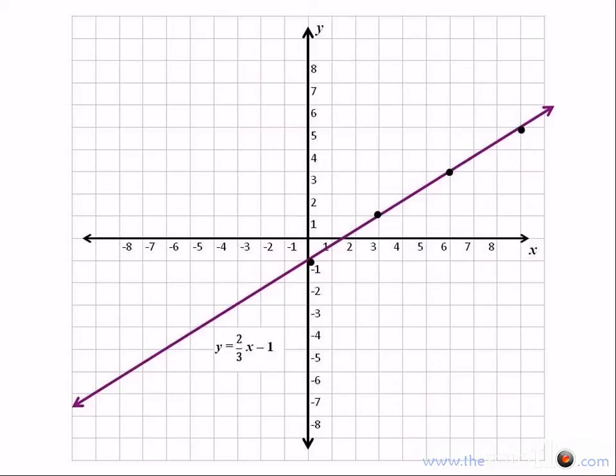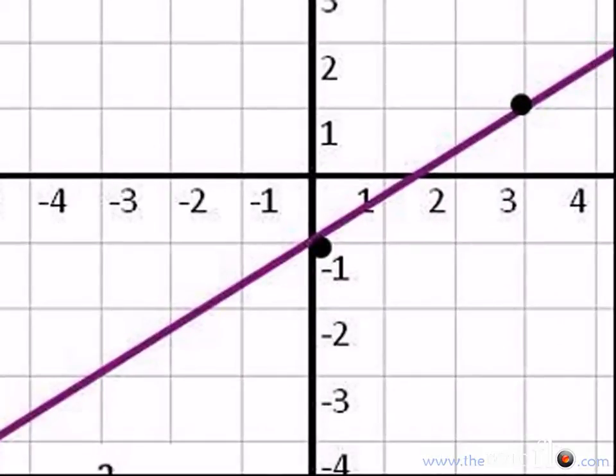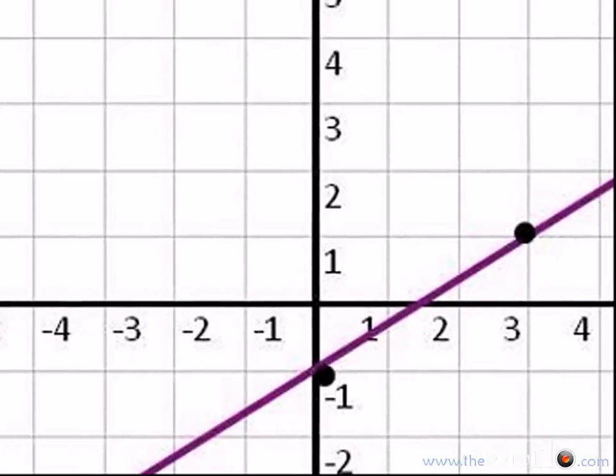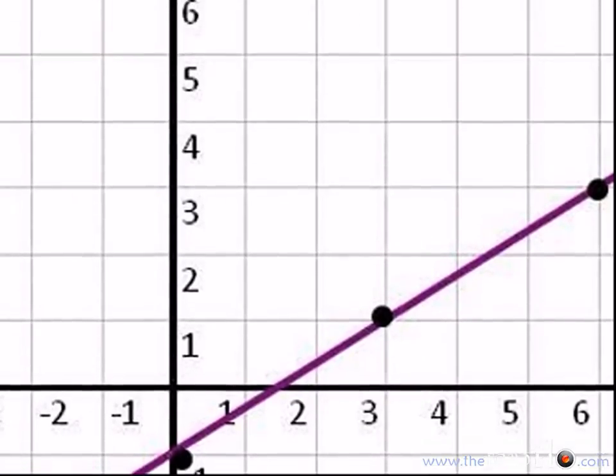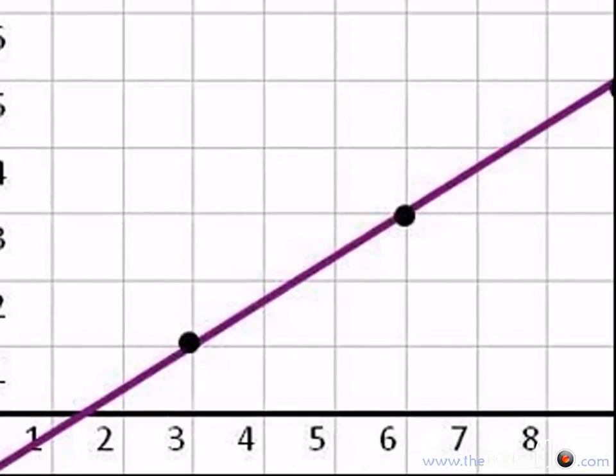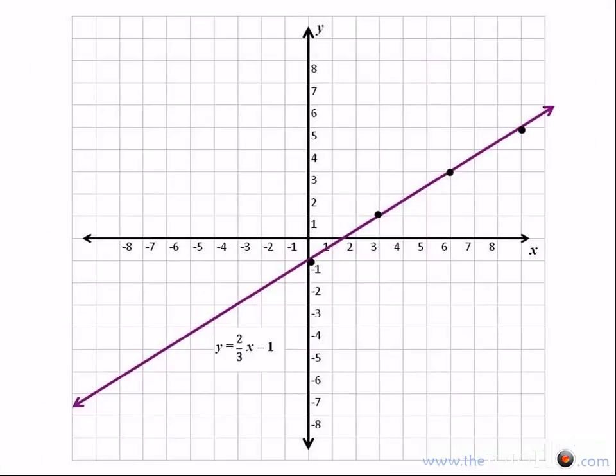To graph the first equation, we locate the y-intercept, -1. Since the slope is 2/3, we can move 2 spaces up and 3 spaces to the right in order to find more points on the graph. Once we have found a few points, we can draw the line.